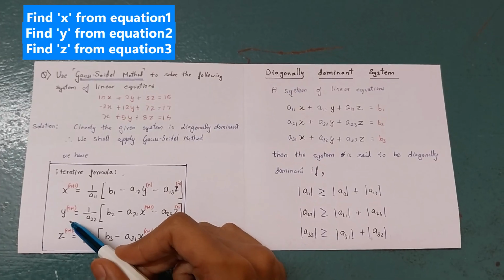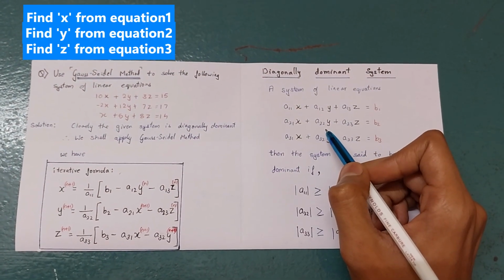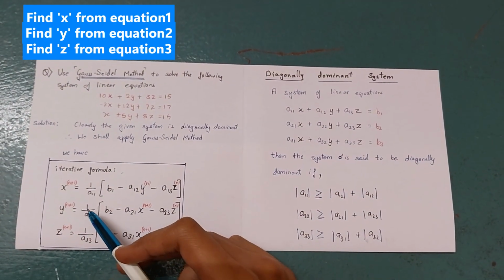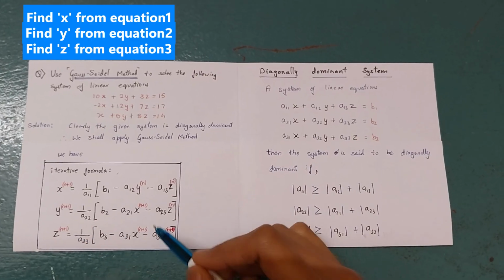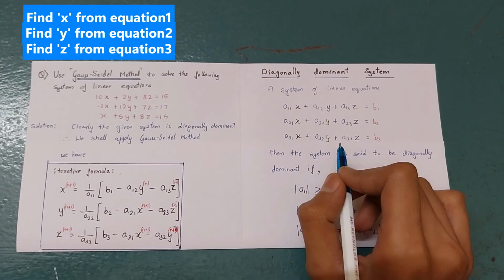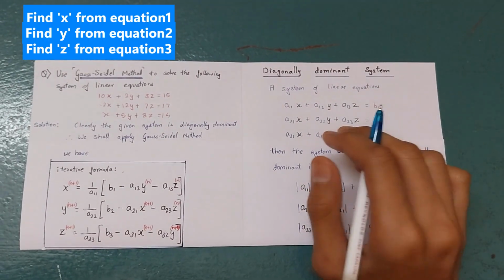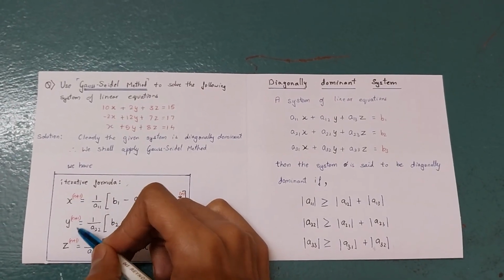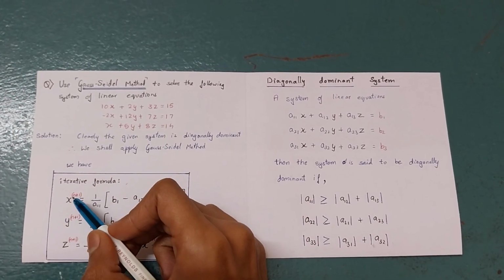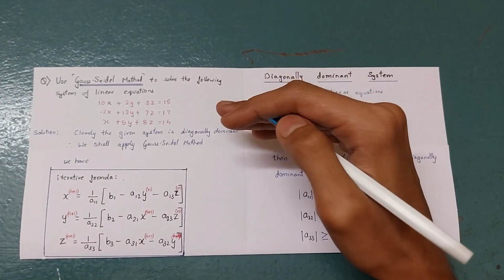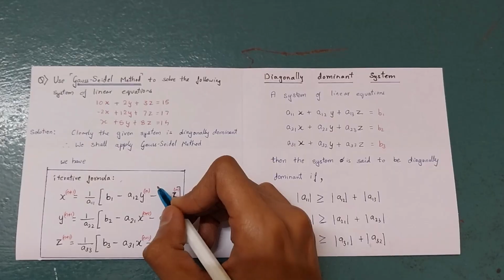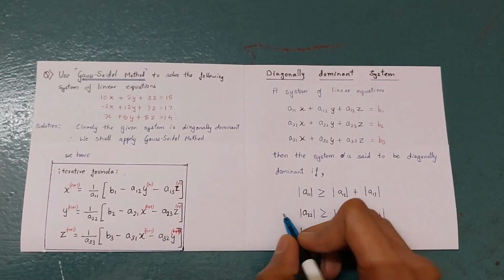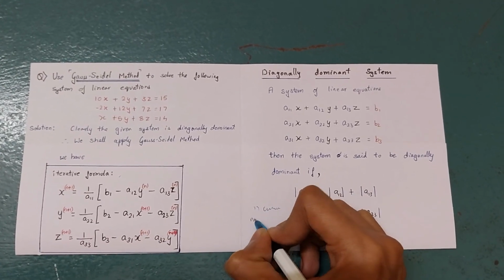Then y. To find y, we keep y on the left hand side and shift all the remaining terms to the right hand side. And we get this equation. And similarly z. We use the third equation, keep z on the left hand side and shift all the terms to the right hand side. Then we get z. Now let's start making the iterative values. There will be many iterations like 1, 2, 3 and so on. So n is the current iteration and n plus 1 is the next iteration.